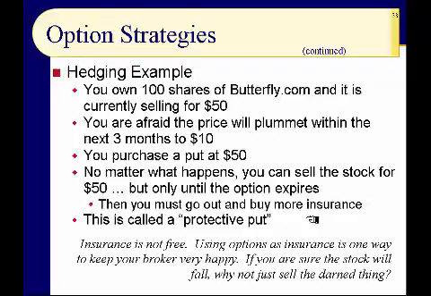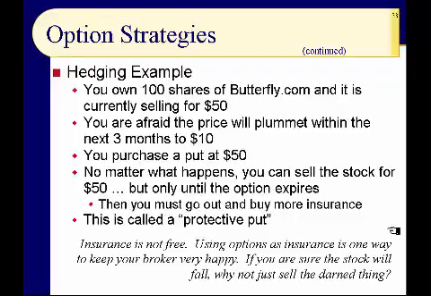This is called a protective put, because I'm protecting myself against the price falling. If the price rises, well, my put expires, and I could sell for more than the put. But if the price plummets, I am protected and can sell my 100 shares or 200 shares. Remember, they're in 100 share increments for that $50 strike price. But, as it says at the bottom of slide 33, insurance is not free.